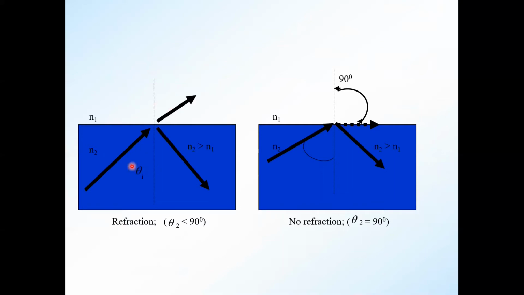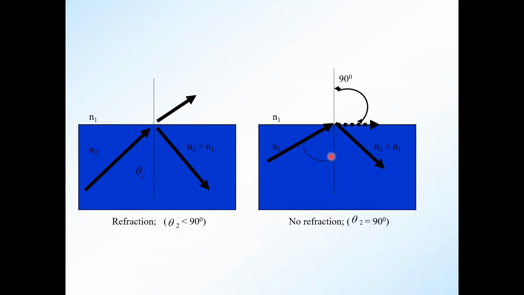As you keep increasing the angle of incidence at the interface of core and cladding, the angle of refraction keeps increasing. There will be a point when the angle of refraction is 90 degrees. This is the point where you have increased your angle of incidence to a certain value such that the angle of refraction is exactly 90. This is called the critical point.